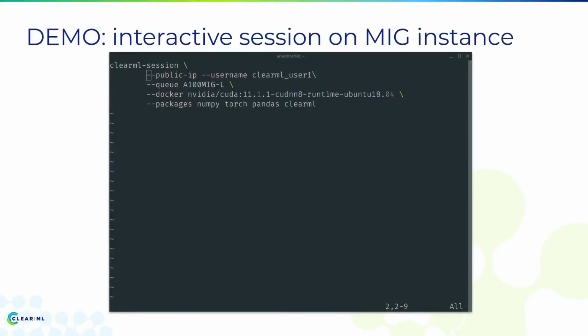Okay, so now I'm going to use ClearML Session to spawn a Jupyter Lab session on my DGX. All the DevOps has been taken care of in this demo. It wasn't really hard work. I just need to know the username. No need to configure where the machine is. Just need to know that I have a queue, which has a DGX MIG instance connected to it. I'm deciding on the Docker that I want installed there and specifying the packages that I want.